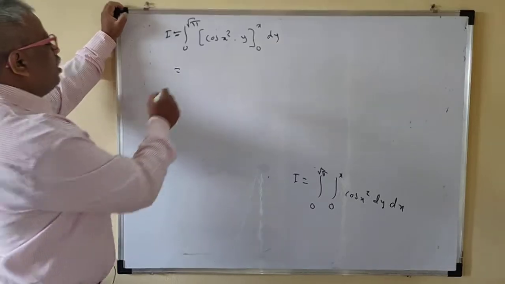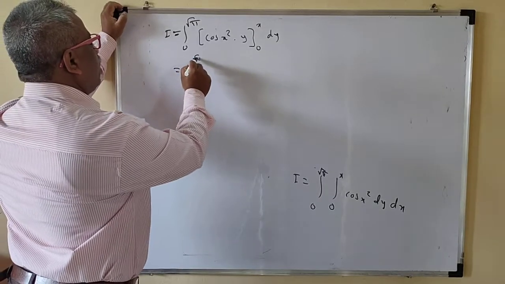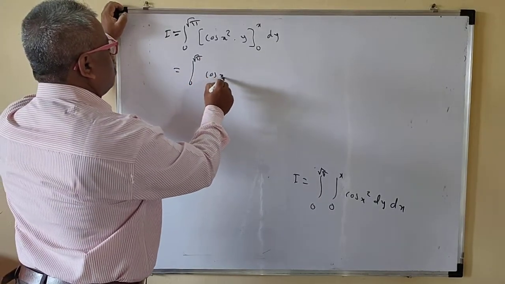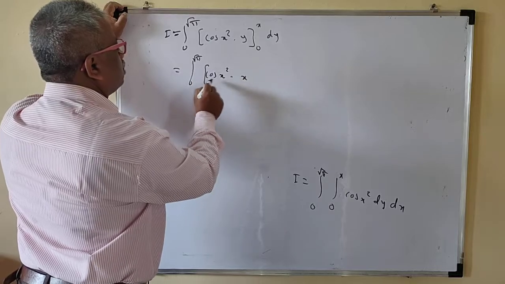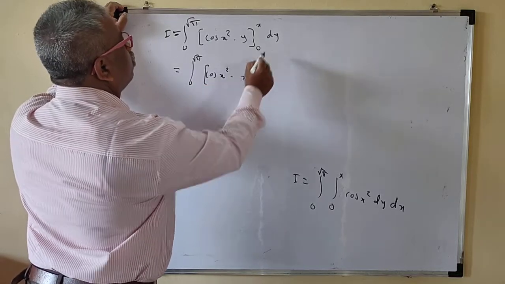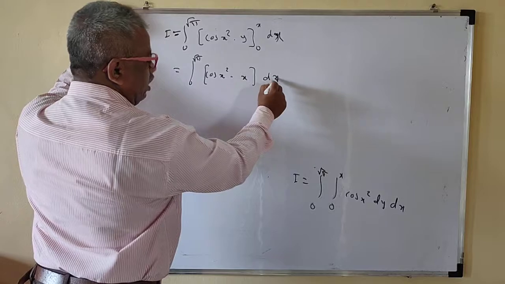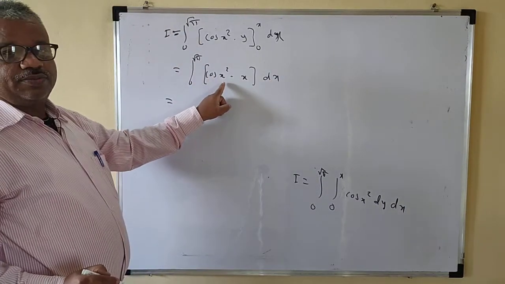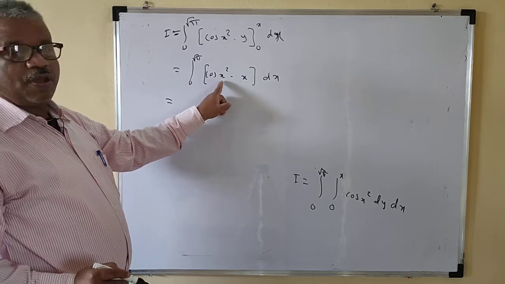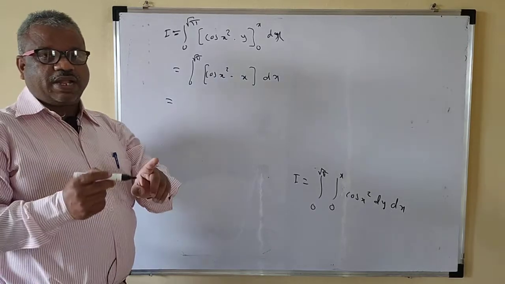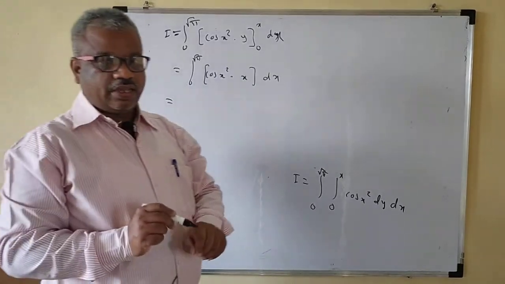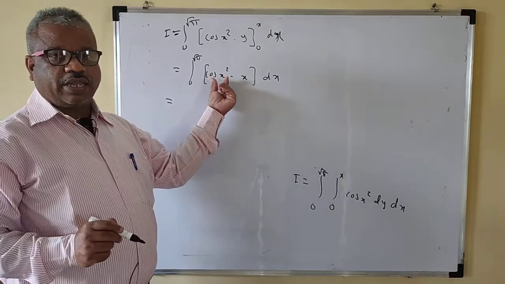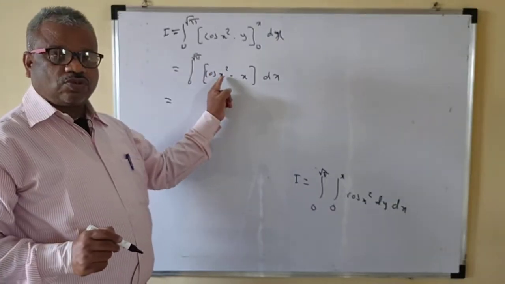So now I only have to put the upper limit here, 0 to root pi. So this is the integral of cos of x square into x dx. Now see here, this is cos of x square, so this is all cos of f of x. If the angle is complicated, you have to give the substitution to the angle. So your x square is complicated here, so you have to give the substitution to the x square.